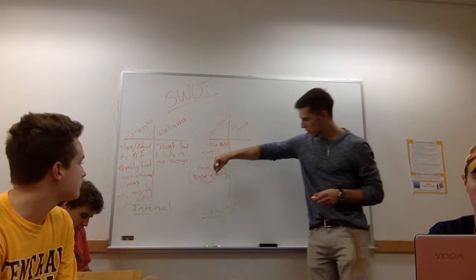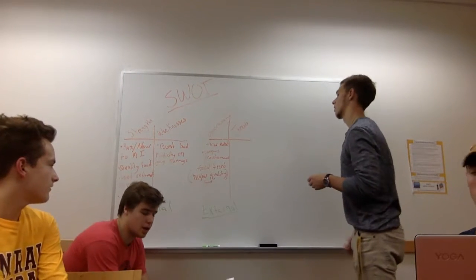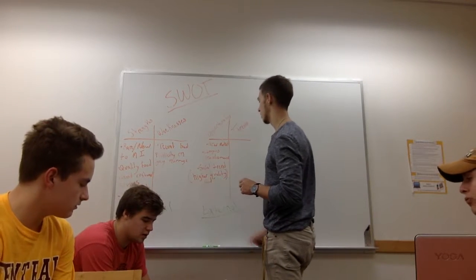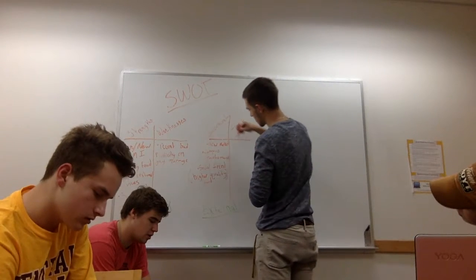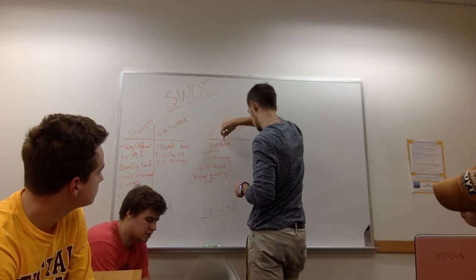Should we go down to threats? We can always come back. Potential external threats: a powerful new competitor, a deep recession, new government regulations, and significant new taxes. So, external threats.